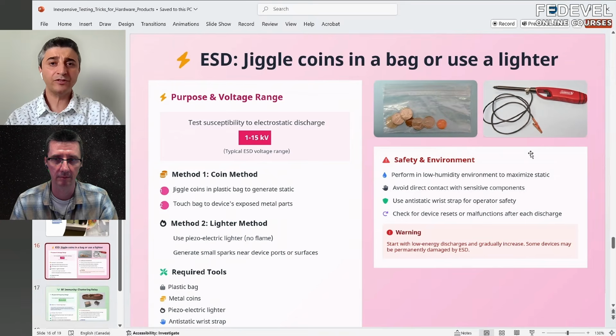There are IEC standards that define a failure if the system does not recover by itself. They would say a reset is okay as long as the device can recover afterward, but damage to the design means this is a failure, and you cannot proceed. You don't have to go to a lab, you can simulate this easily by jiggling some coins inside a bag or using a lighter.